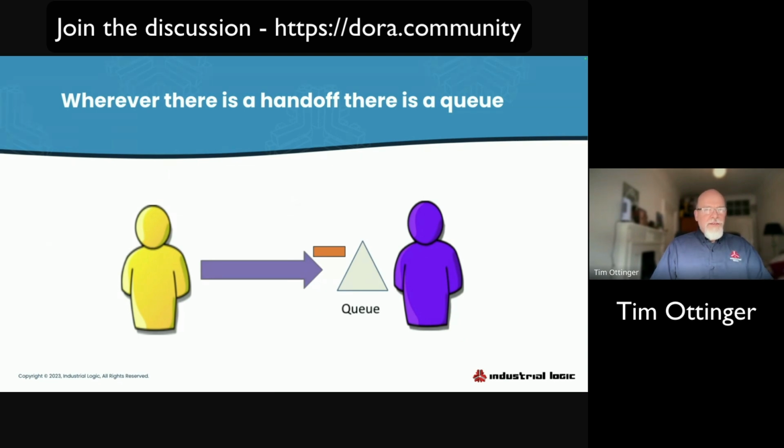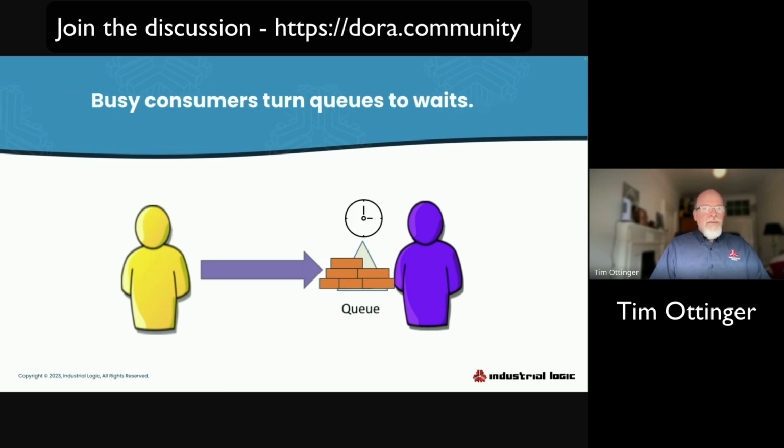Wherever there is a handoff, there is a queue. If I'm going to give Brandon something to do, it's going to go on the pile until he can get around to it. Reasonable. If the person who's the consumer of the queue is busy, then every queue has a wait. How long does it take you to get a PR? Is the person doing PRs also writing code and waiting for their PR? Are they in meetings? Are they busy?